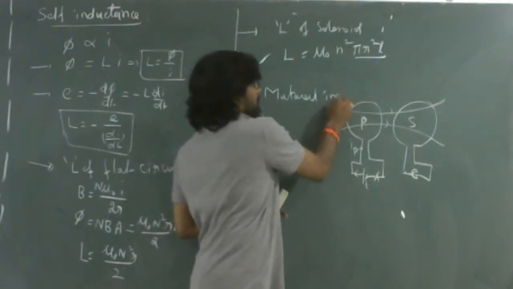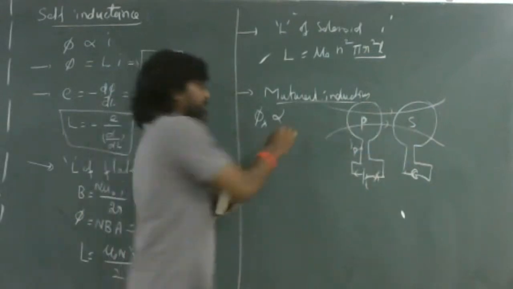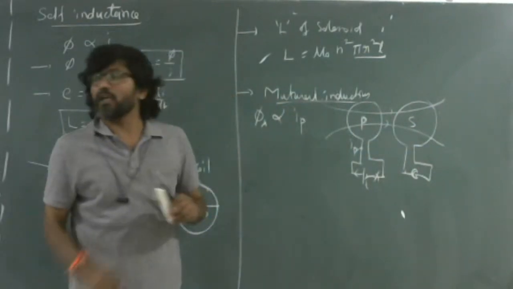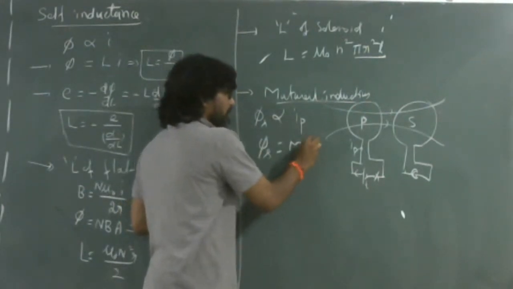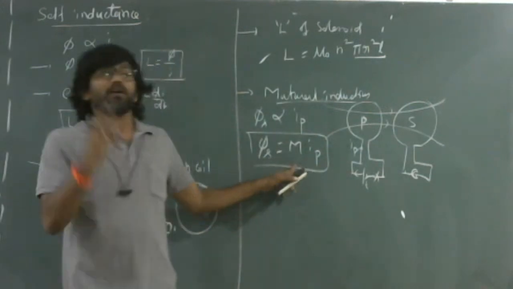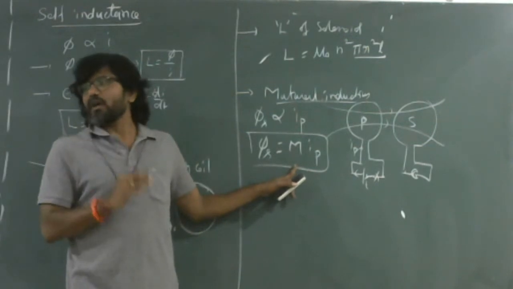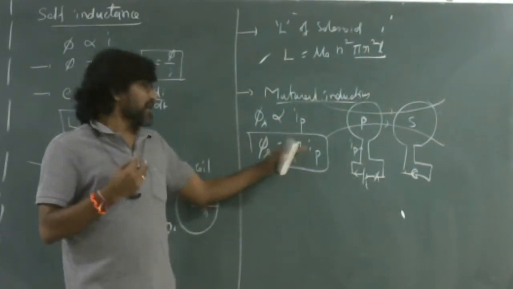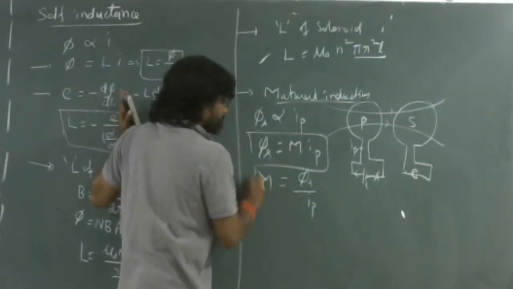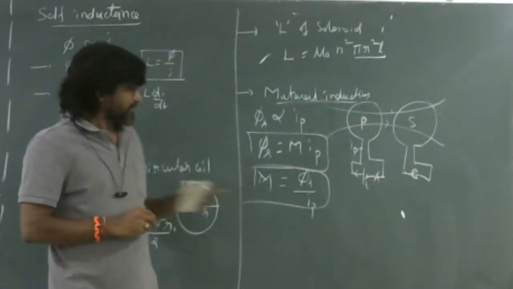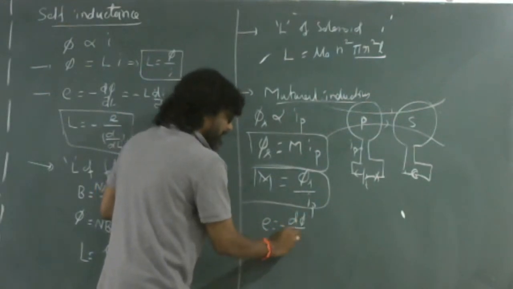Discussing mutual induction or inductance, the flux linking with the secondary coil is proportional to current in the primary coil. So from this we have expressed phi s is equal to M into I p. M is the coefficient of mutual inductance or simply mutual inductance or coefficient of mutual induction, right? This can be expressed the same way as L is equal to phi s by I p, and the induced EMF is equal to minus d phi by dt.